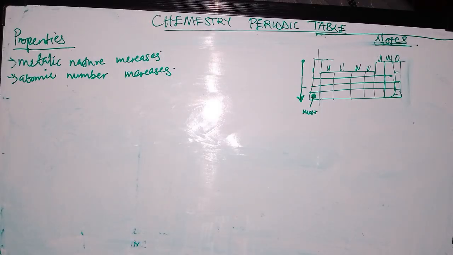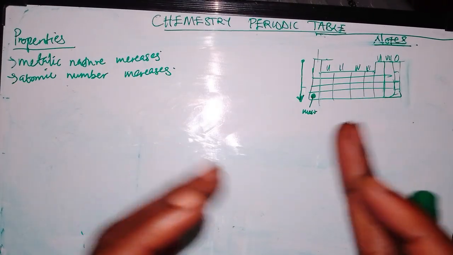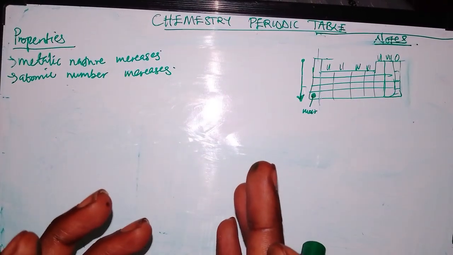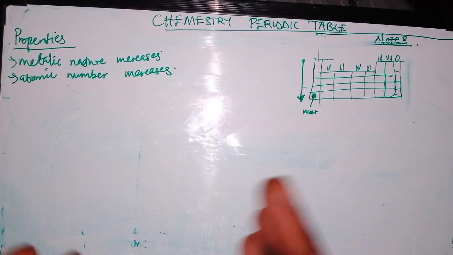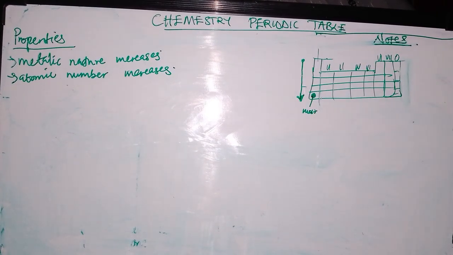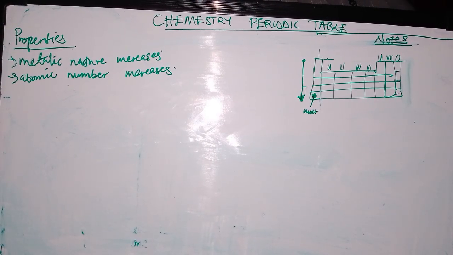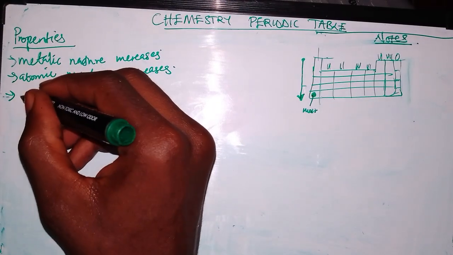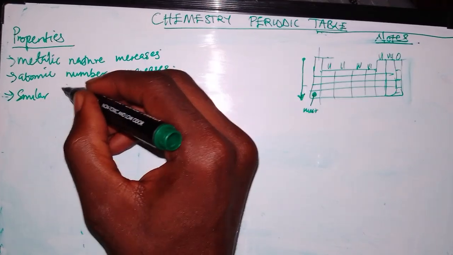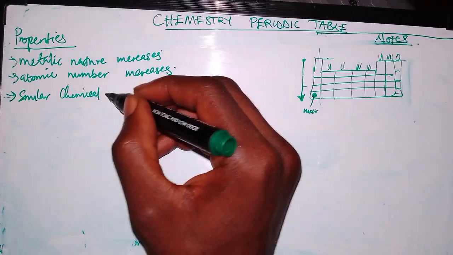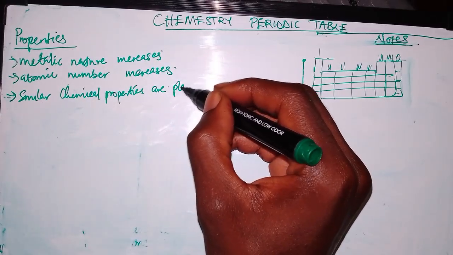Then you have to understand that whenever you see the elements in group 1, meaning they have what? The same chemical properties. So elements with the same chemical properties, they are placed in the same group. You need to understand that. So elements with similar chemical properties are placed in the same group.